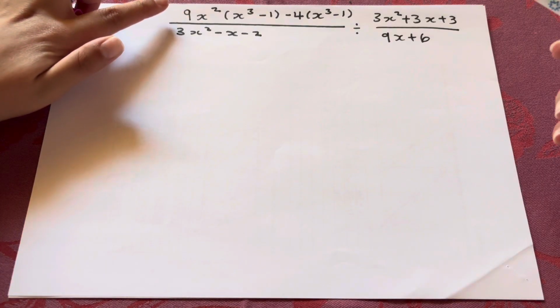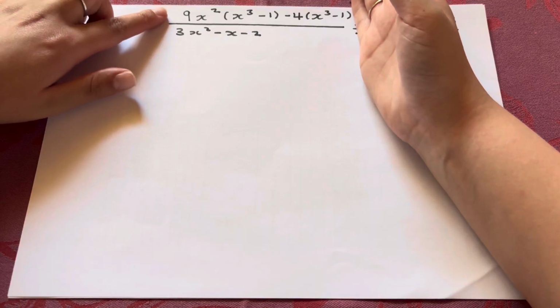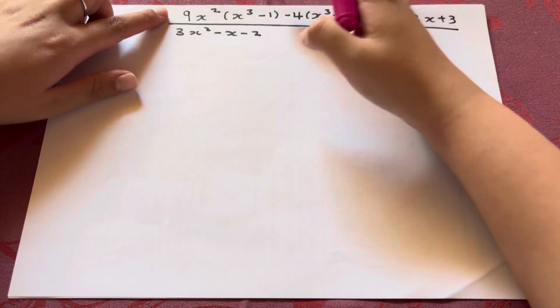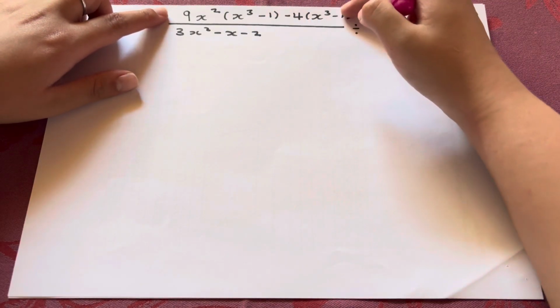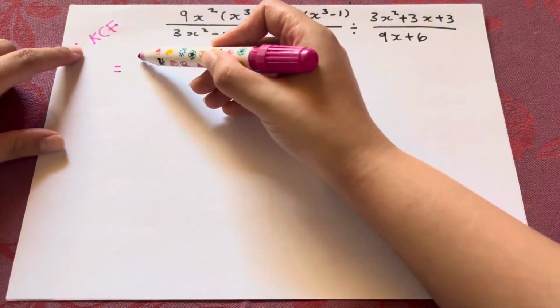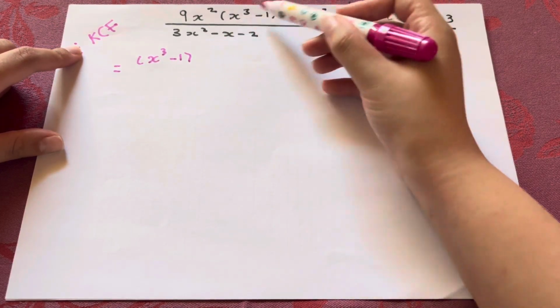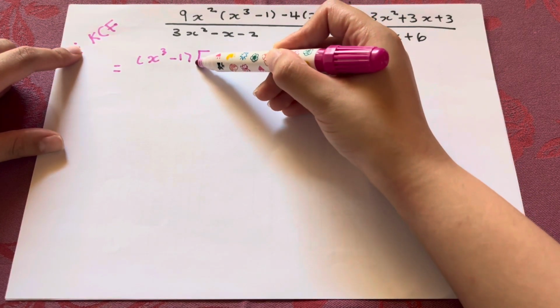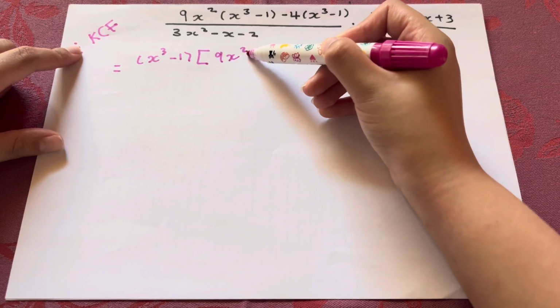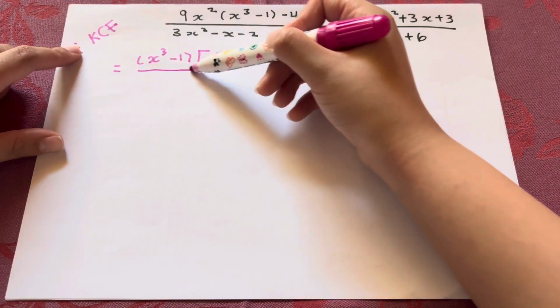So within the first part here, I can already see some factorization that's happening. Here's an x cubed minus 1, x cubed minus 1. I'm going to extract that as a common factor. So here's x to the 3 less 1. When I extract the common bracket there, I'm left with 9x squared minus 4. There is potential for this.